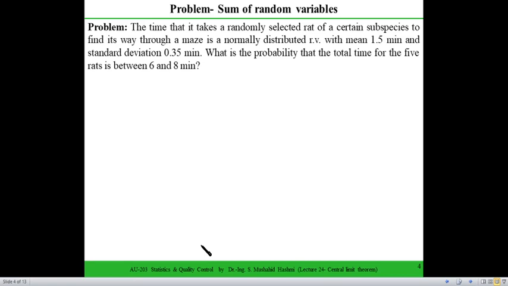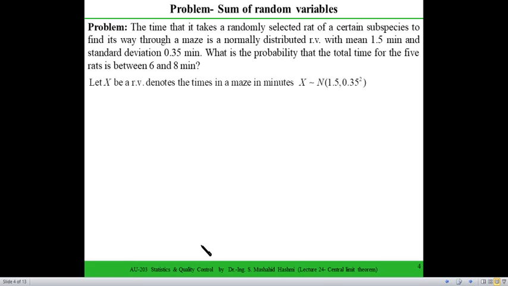Here the problem is the time it takes a randomly selected rat of a certain subspecies to find its way through a maze. A maze is a sort of entanglement where you go in from one end and need to reach the other end. The time this particular species of rat takes is a normally distributed random variable with a mean value of 1.5 minutes and a standard deviation of 0.35 minutes. What is the probability that the total time for 5 rats is between 6 and 8 minutes?